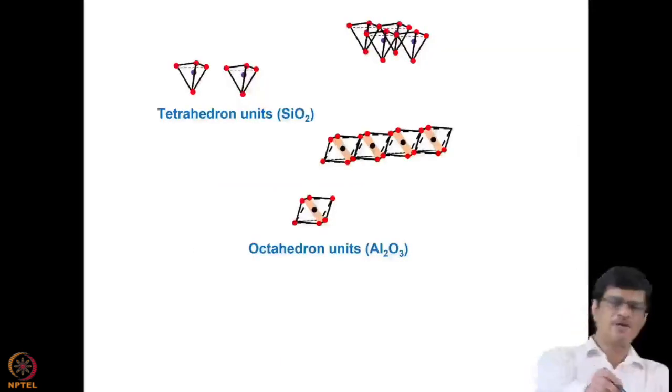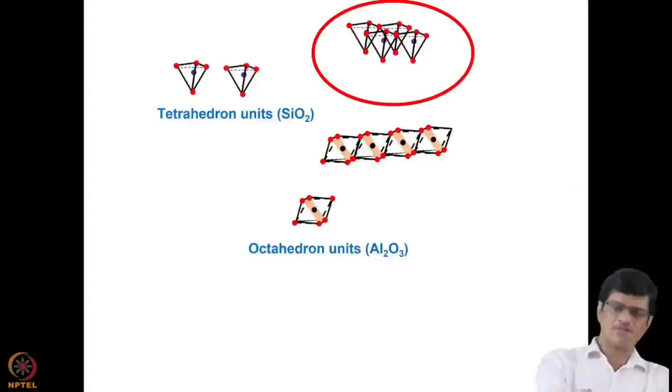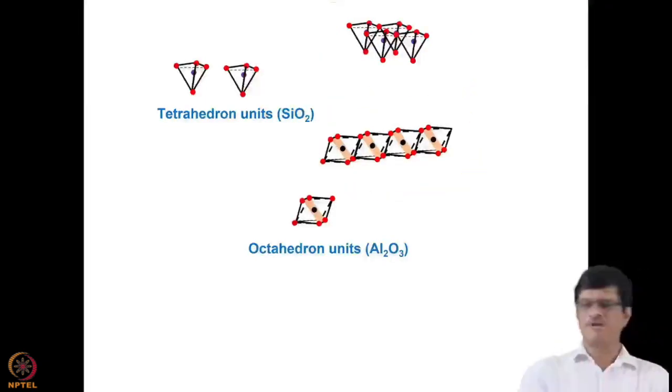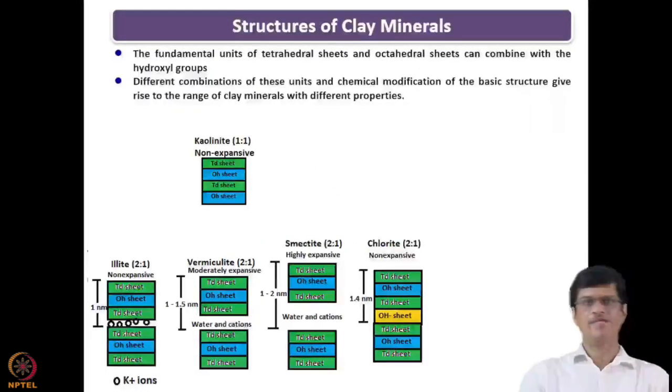So this is the tetrahedral structure of the silicate, and this is the octahedral aluminate structure, or aluminum oxide structure. You have these layer structures, where you have a tetrahedral layer, an octahedral layer, and another tetrahedral layer. So they form a structure like this, and finally you have a structure like this, which is given here. So you have the silica to alumina ratio. If it is 2:1, then it can be illite, or a 3-layer 2:1, it can be smectite, as given in the next slide.